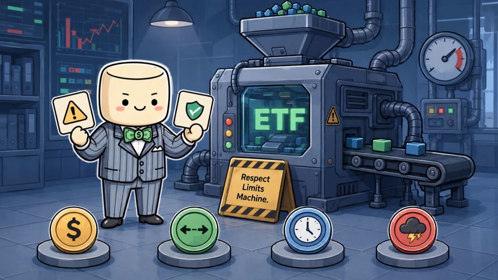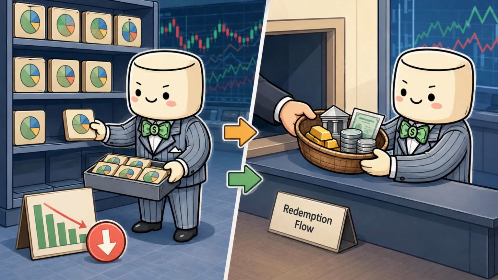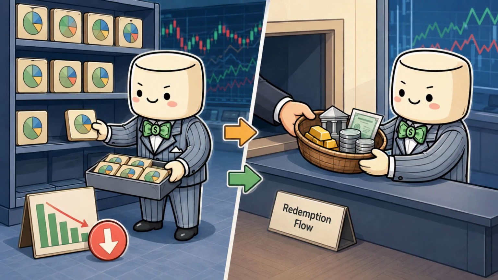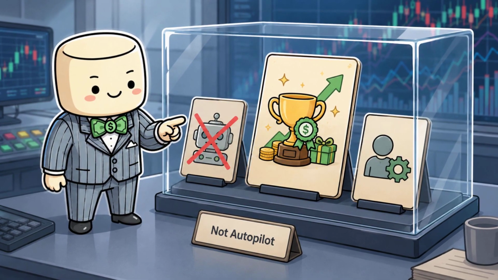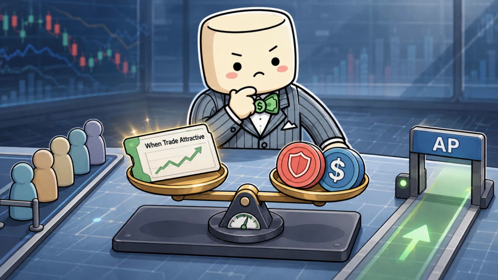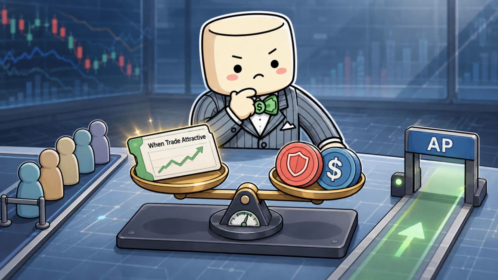Fourth, respect the limits of the machine. A lot of ETF education accidentally makes the creation and redemption process sound like a perfect autopilot system. It is not. It is an incentive system. When the trade is attractive enough after costs and risks, market participants have a reason to step in.